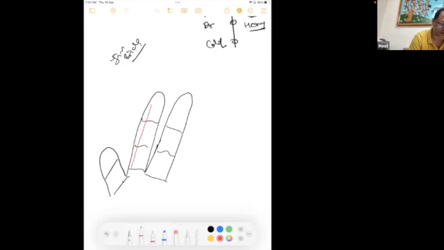So we are drawing the 3 line here. We are drawing the 3 line here. In the every line we can make the points.